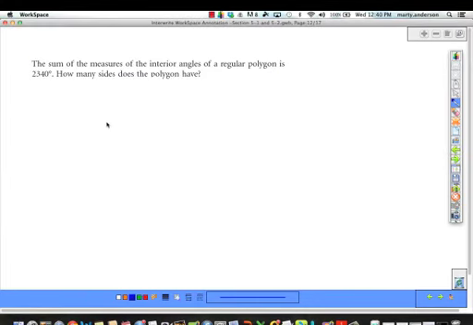Next problem. The sum of the measures of the interior angles of a regular polygon is 2,340 degrees. Again, what's the important information that they gave me? We're talking about a sum, which means we're talking about all of them. We're talking about the interior angles, which means we are probably talking about n minus 2 times 180. That's the entire sum of them, and they measure 2,340 degrees. How many sides does it have? We're going to be searching for n.